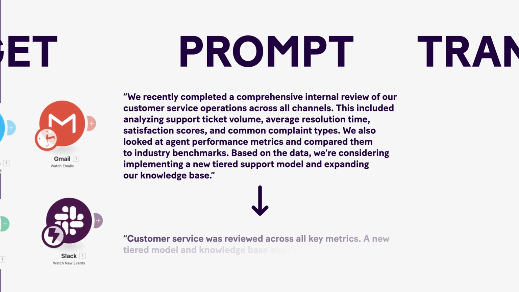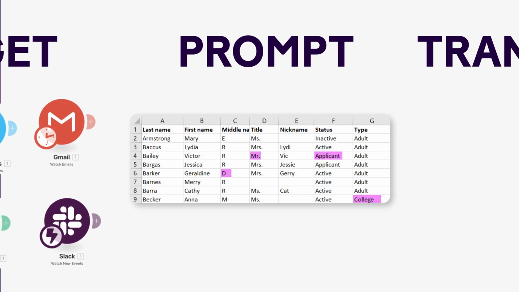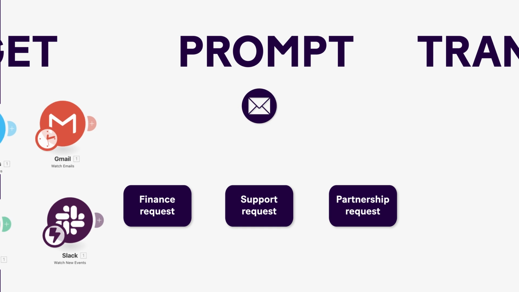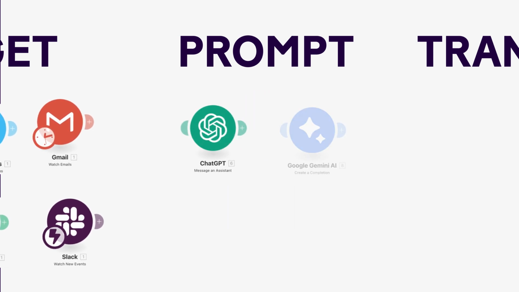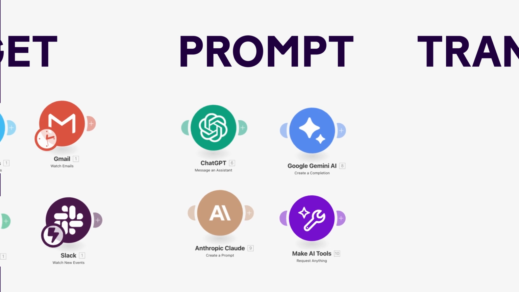Next up, prompt. This is where the magic happens. With AI, we can summarize lengthy documents, extract key information from messy data, categorize content automatically, and so much more. In Make, you can connect to any of the most popular LLM providers or use the new Make AI Tools feature. Then finally, transfer. This is how we use those AI-generated results.